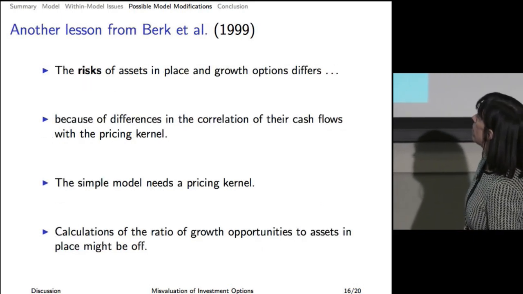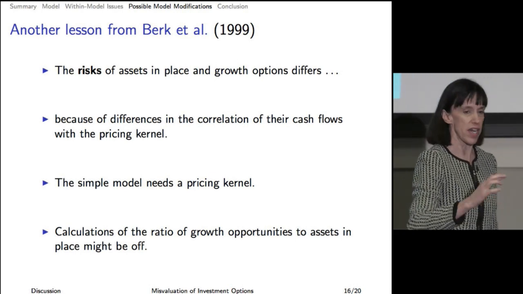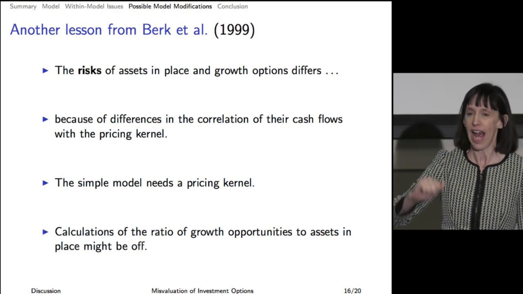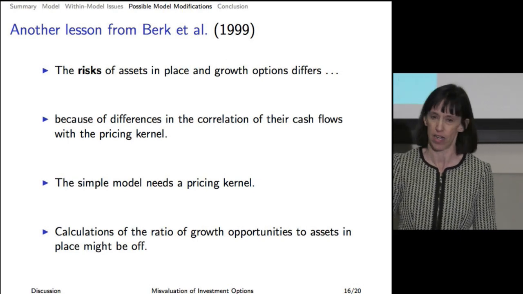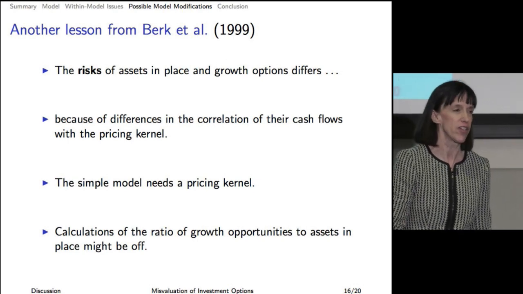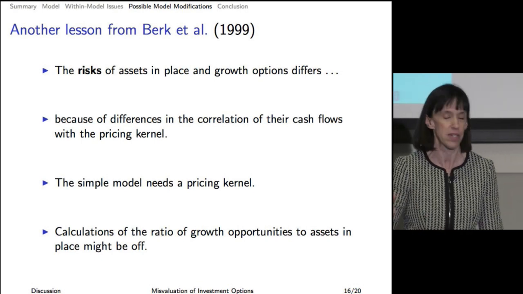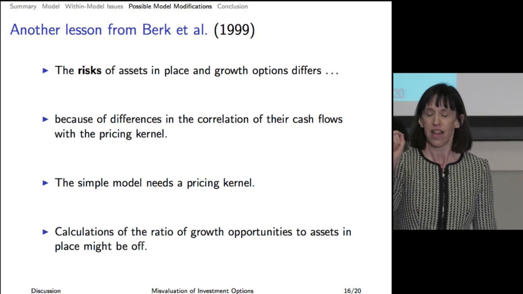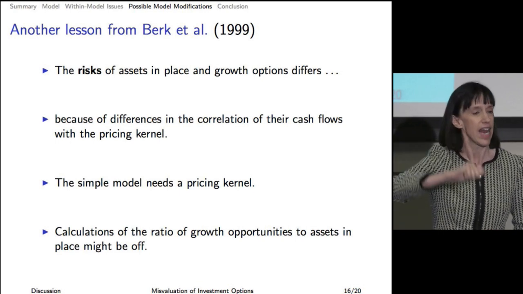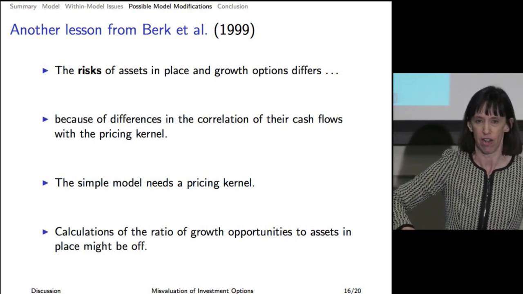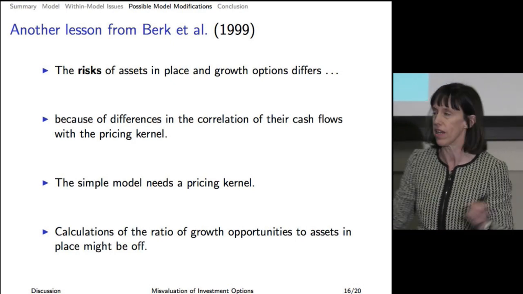Here's another lesson from the Berk, Green, and Naik model. Why do the risks of assets in place and growth opportunities differ? They differ because their cash flows covary differently with the pricing kernel. There's no pricing kernel in this model. It's under the risk neutral measure. The authors are careful to do a quick fix to go back and forth between the P measure and the Q measure when they measure growth rates, but that won't get at the correlations. That's got to mess up the calculation of growth opportunities and assets in place because you're getting the discounting wrong if you've got those correlations wrong. So that's something I worry about.